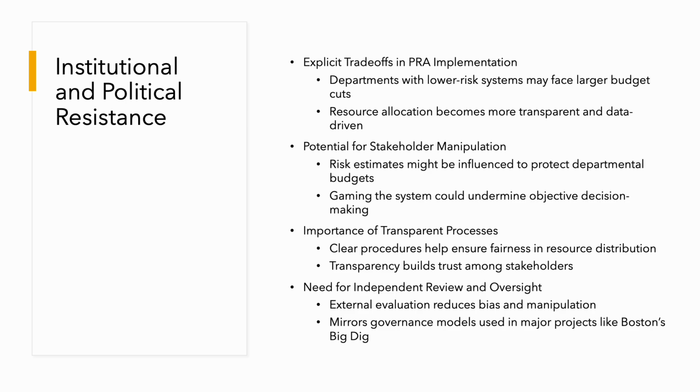PRA makes trade-offs explicit, which means some departments will lose funding. That can trigger resistance. There is also a risk of gaming, manipulating estimates to protect budgets. Oversight, transparency, and independent review protect this process.